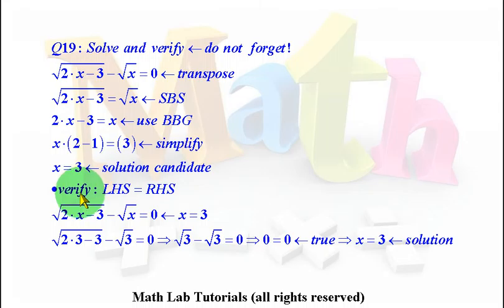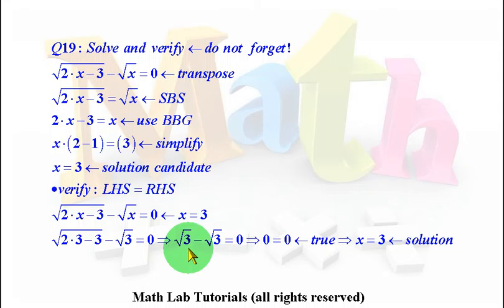And finally, we need to verify that the left-hand side is indeed equal to the right-hand side. And again, we copy-paste the original equation down here. Here's our solution candidate. And we make the substitution. On the left, we get the square root of 2 times 3 minus 3, and then minus root 3. On the right, we get 0.